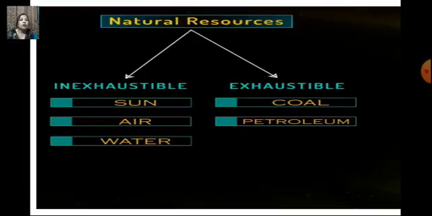We are using coal and petroleum very rapidly. The coal and petroleum that we are using today were formed millions of years ago. So these are exhaustible resources. So we should find alternative sources of energy so that these resources should not be exhausted. They should not finish.